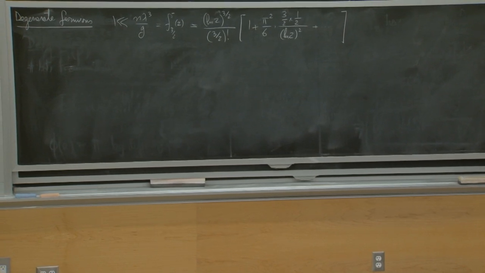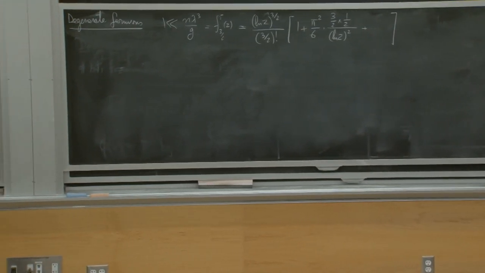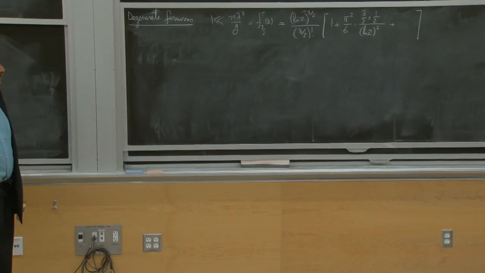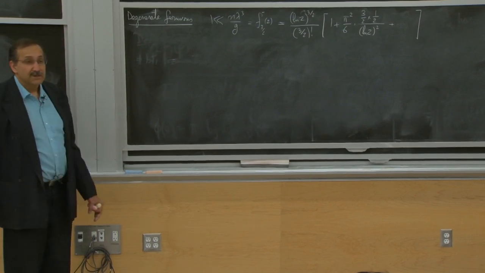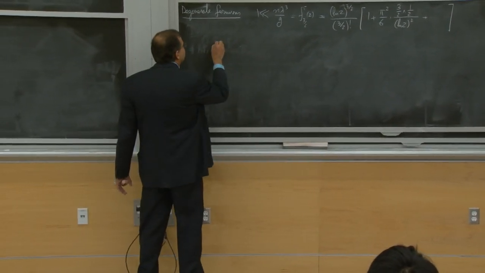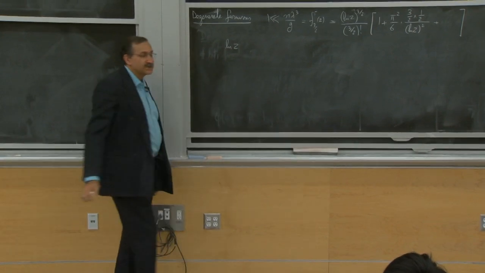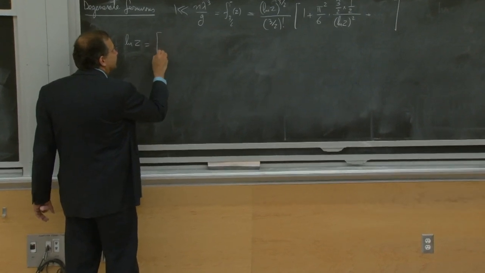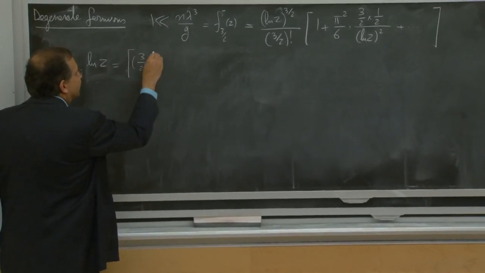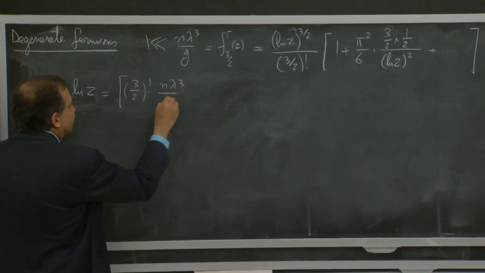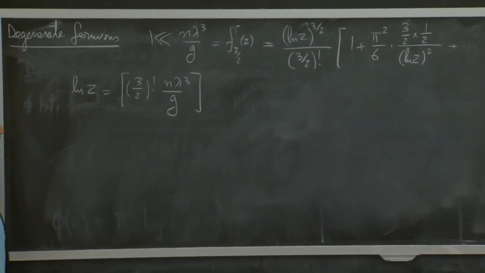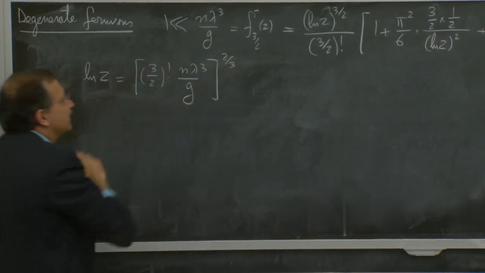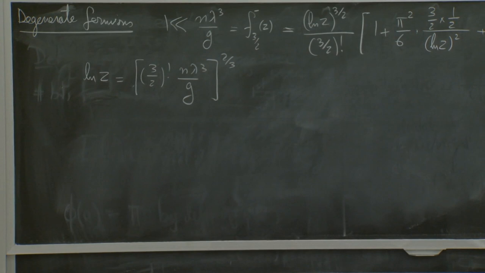OK. So I can invert this formula to find log z as a function of density. And to lowest order, what I have is (3/2 factorial n lambda cubed over g) raised to the 2/3 power. So if I were to ignore everything here, just arrange things this way, that's the formula that I would get.